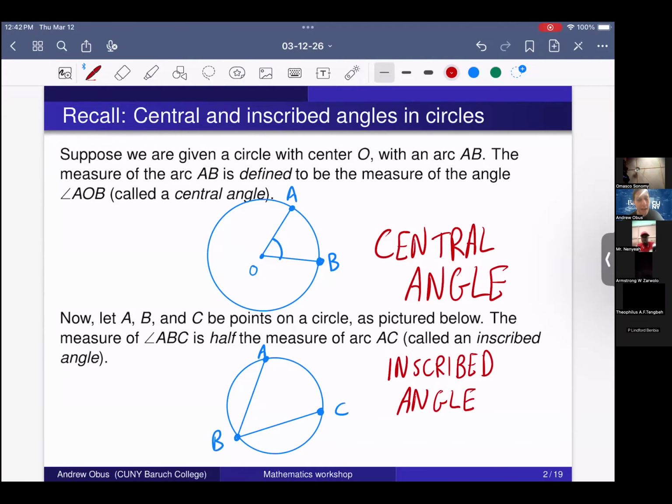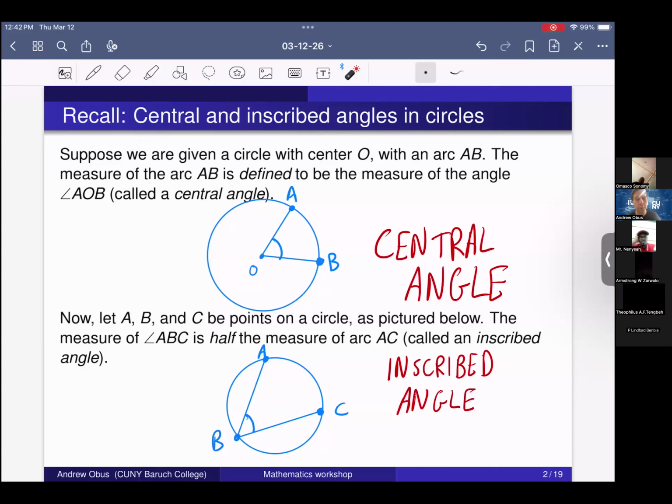And we proved last time, and it was actually a fairly complicated proof, I mean, not that complicated, but it took a couple of steps, that the angle over here has half the measure of the arc. So if this arc measures, let's say, 90 degrees here, then the angle is going to be 45 degrees. It's going to be half the measure of the arc. Okay?